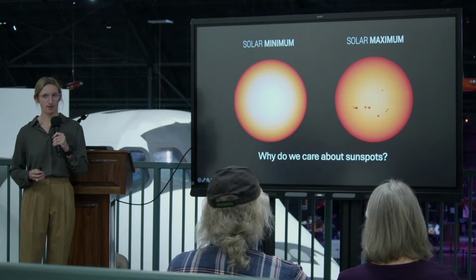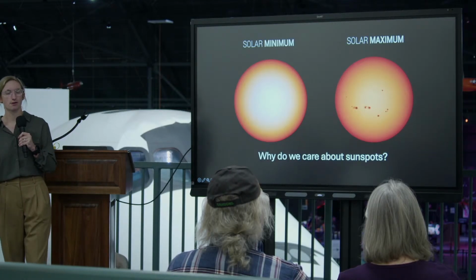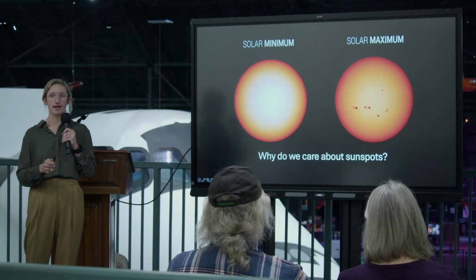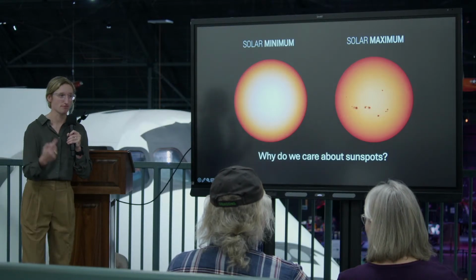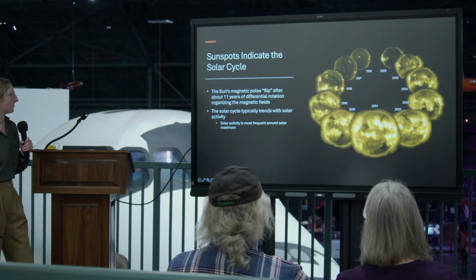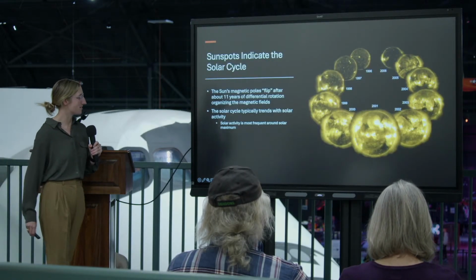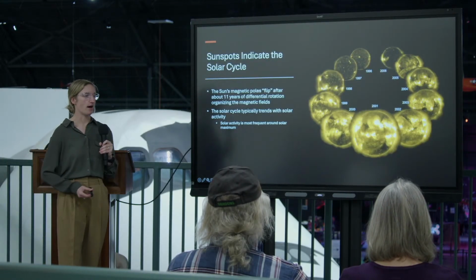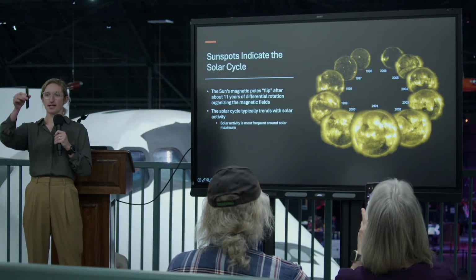So that's why we care about sunspots, because they are our indicators for where we are in the solar cycle and indicate if we are at a maximum of a solar cycle or a minimum of a solar cycle. So now, what in the world is a solar cycle? The solar cycle is an 11-year period where the sun's magnetic field polarities actually flip.